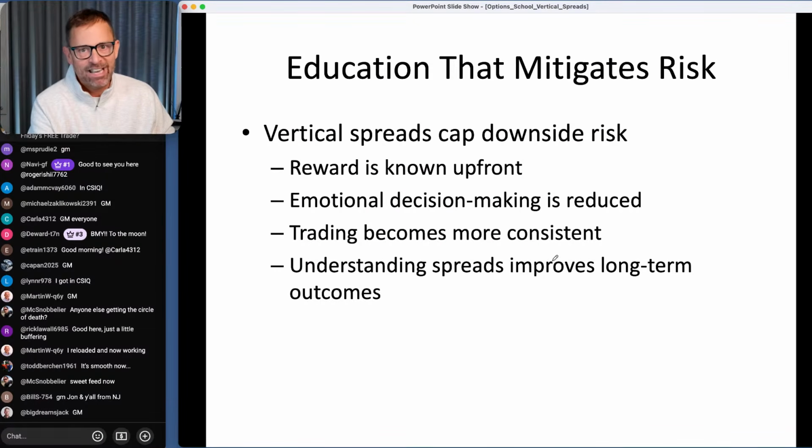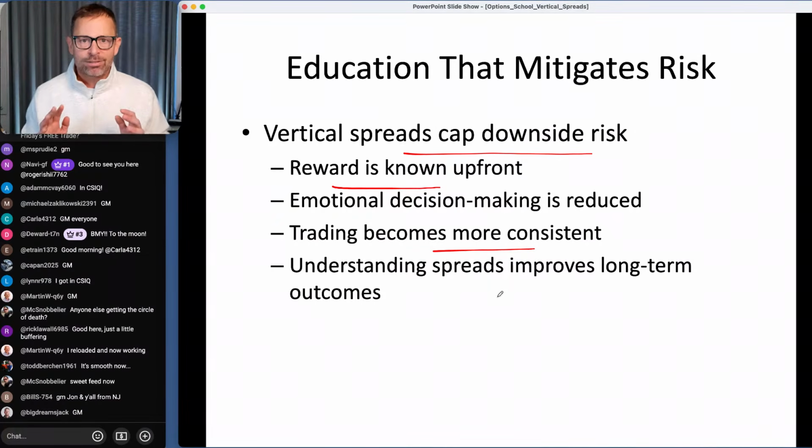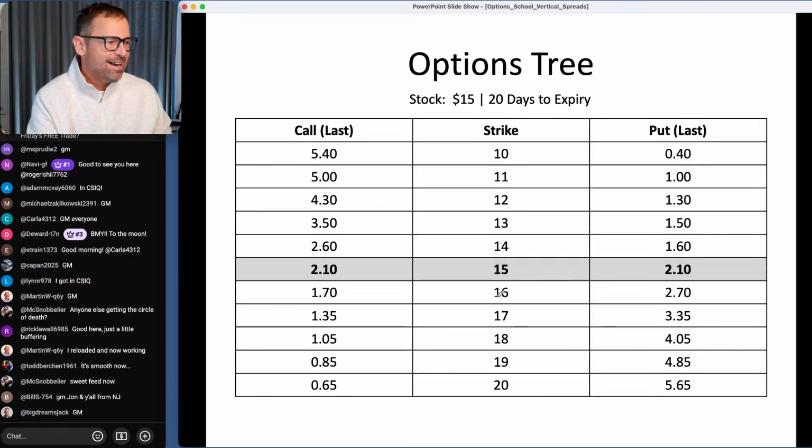I got some great examples, guys. Stay with me. Vertical spreads cap your downside risk. Your reward is known up front. Trading becomes more consistent, and understanding spreads improves long-term outcomes. Okay, I got an option tree ready for you guys. Let's put on that thinking cap, put on that learning cap, because here we go.